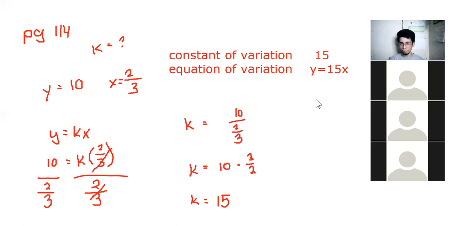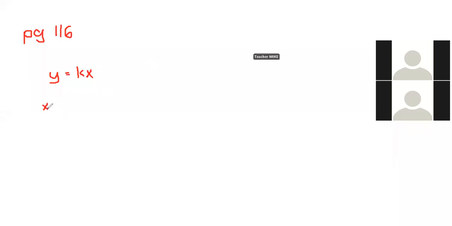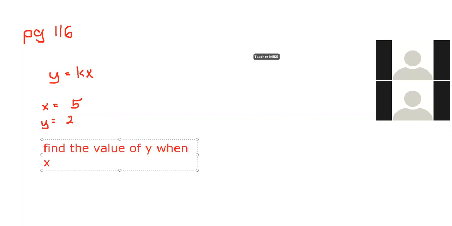Do you understand how to write the constant of variation and the equation of variation? Solve. If we have x is equal to 5, then y is equal to 2. Find the value of y when x is equal to 15. Okay? We have x is equal to 5 and y is equal to 2. Find the value of y when x is equal to 15.